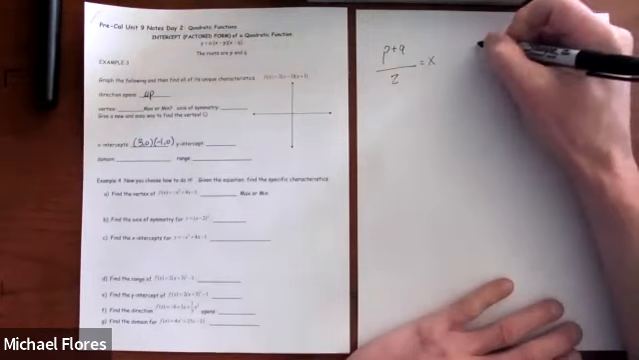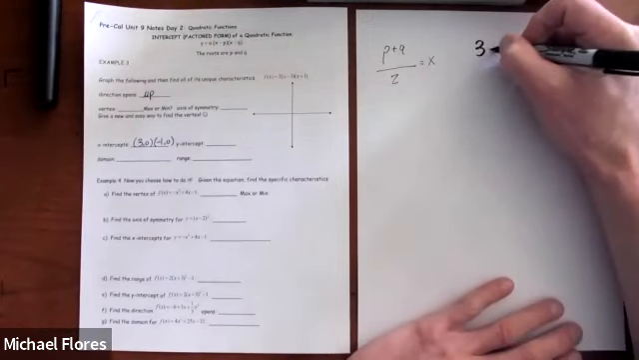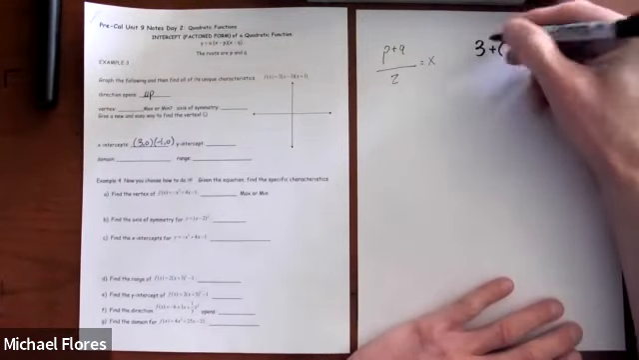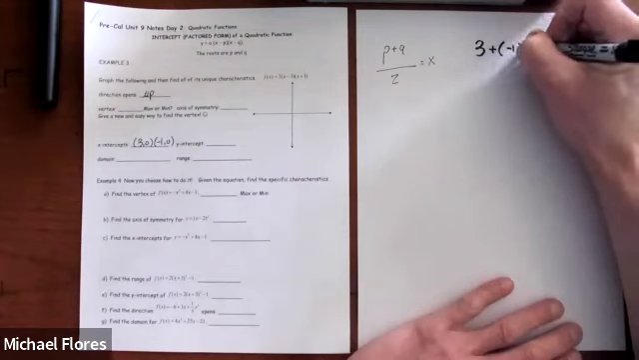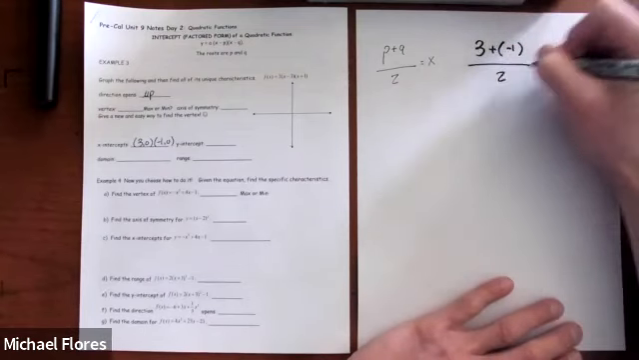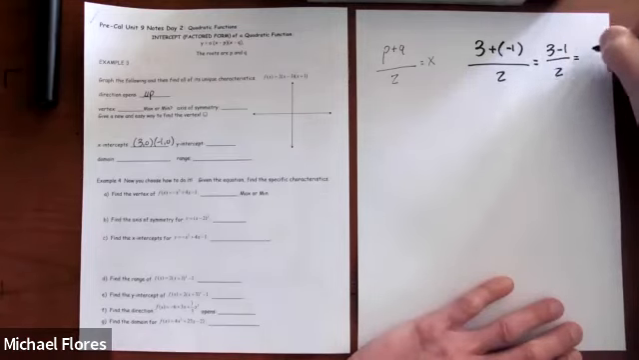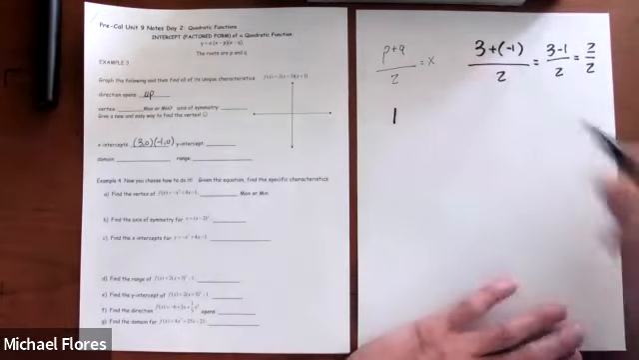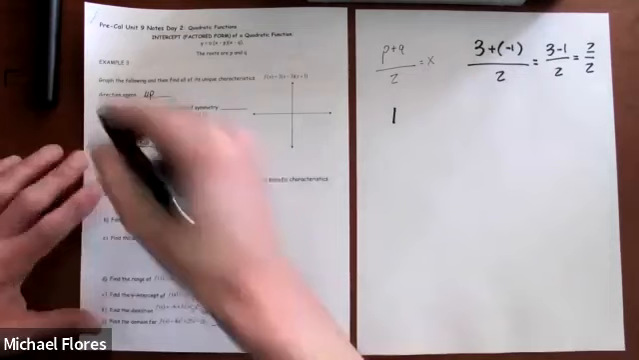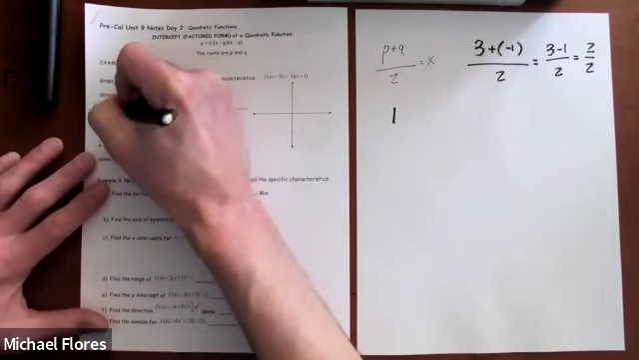So P, just use one of the x-intercepts, 3, plus Q, in this case, -1, divided by 2. So we get an answer of 1. That is the x value of our vertex.